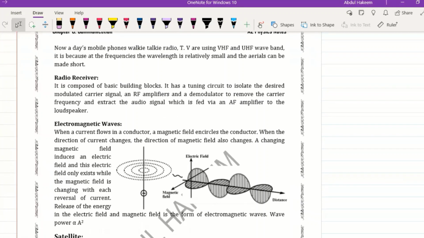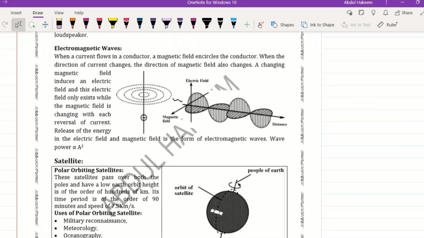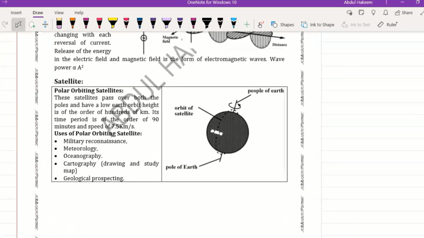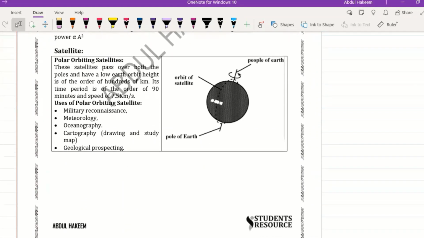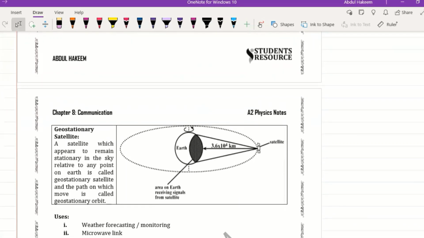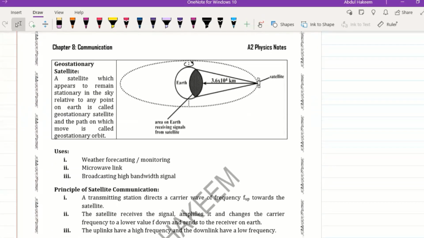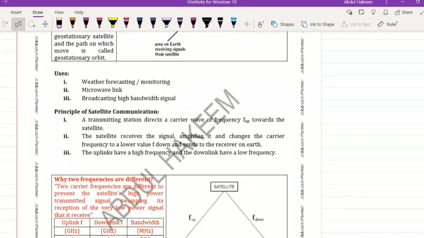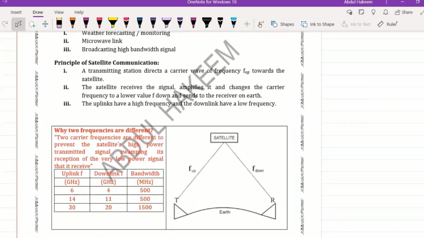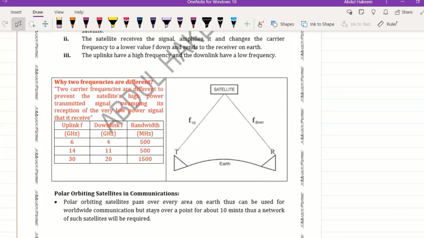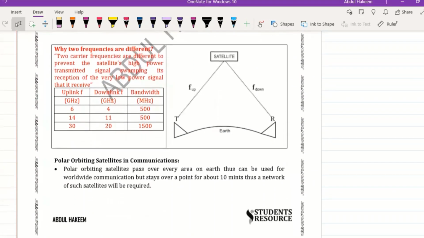electromagnetic wave, and then satellites. First polar orbiting satellite, then geostationary satellite, and their uses, and the principle of the satellite communication. And these are the frequencies for up and down, advantages of up and down frequencies.